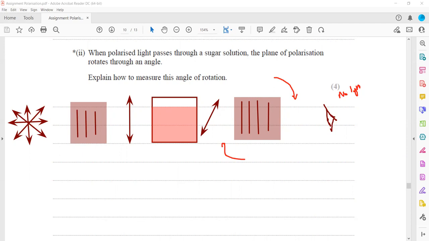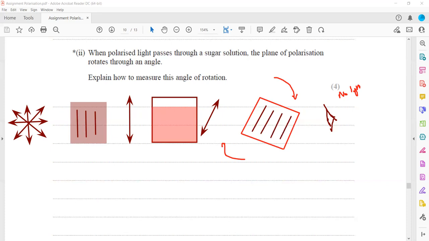As a result, when we rotate this polarizing filter, now what will happen? Right now we are not able to see any light, but once we rotate the polarizing filter and its plane is parallel to the component of the light, again we are able to see the light. So if we are able to see the light, we'll record that angle, how much we rotated this polarizing filter, with this concentration of a sugar solution.